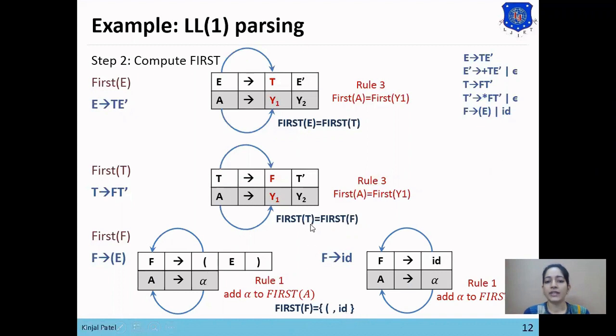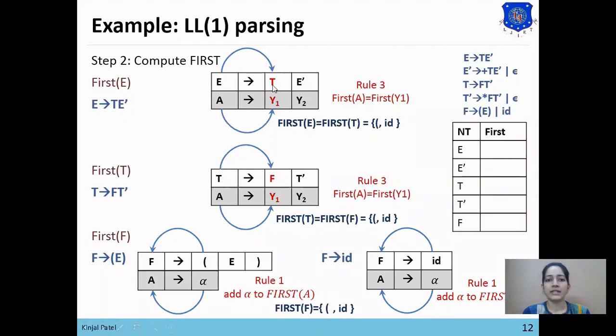So first of F is opening bracket and ID. Now first of T equals first of F, so first of T will be opening bracket and ID. Then first of E equals first of T, which is opening bracket and ID. So using this rule, we have found the first of E, T and F.